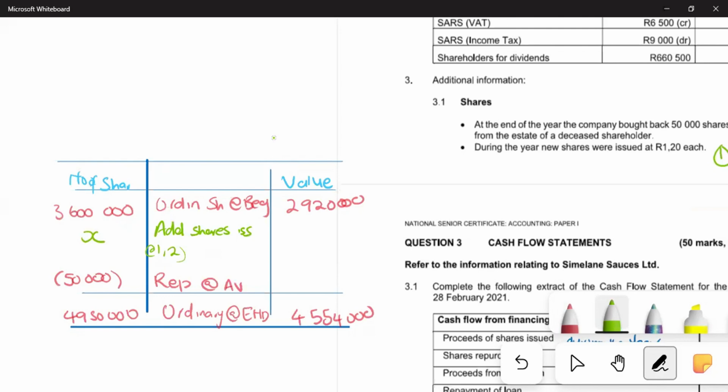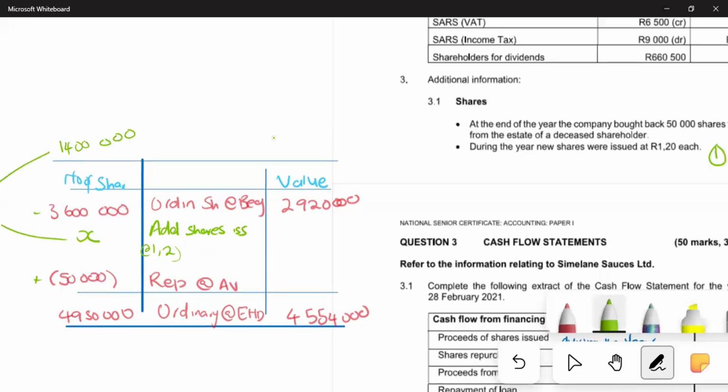And if I go backwards, I'm going to do the opposite. I'm going to add 50,000, and I'm going to minus 3,600,000. Or you could just simply solve for X. Now if I punch that into my calculator, plus 50,000 minus 3,600,000, this equals 1,400,000. These are the number of shares which were issued during the year.